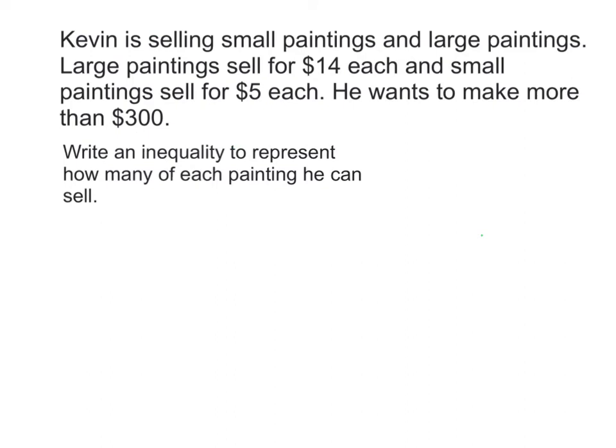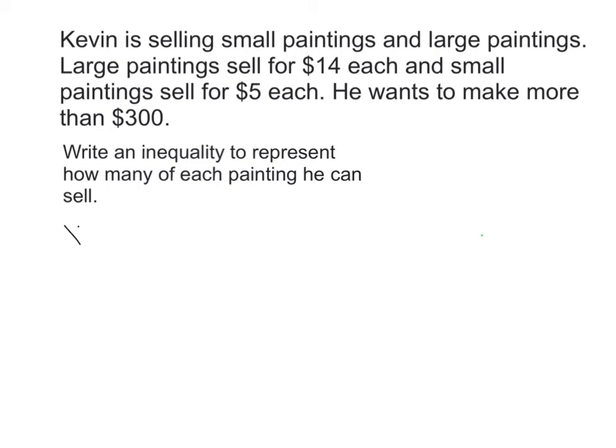Okay, let's try this second one. Kevin is selling small paintings and large paintings. Large paintings sell for $14 each, and small paintings sell for $5 each. He wants to make more than $300. Write an inequality to represent how many of each painting he can sell.